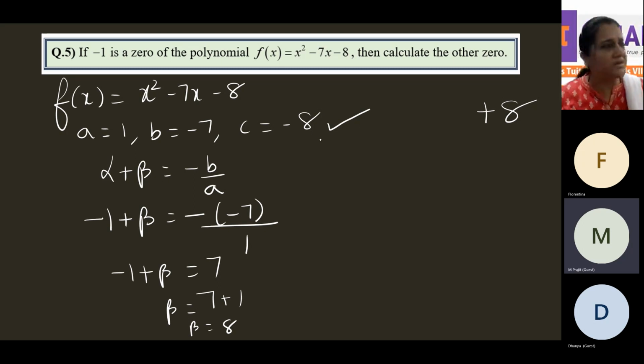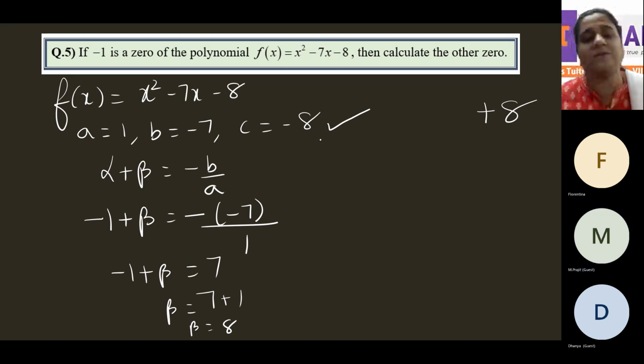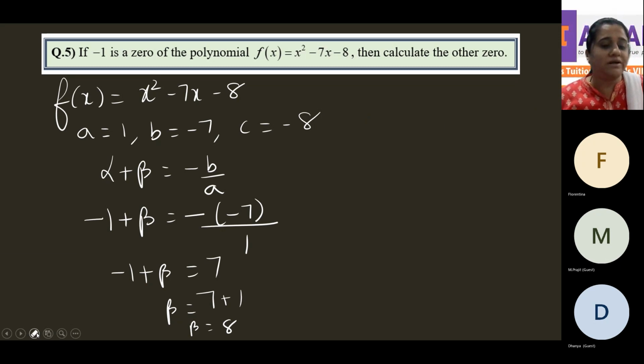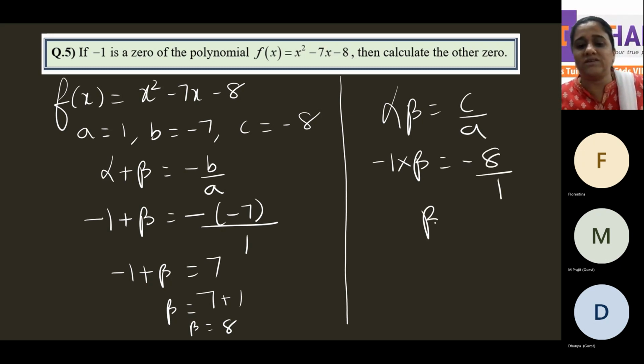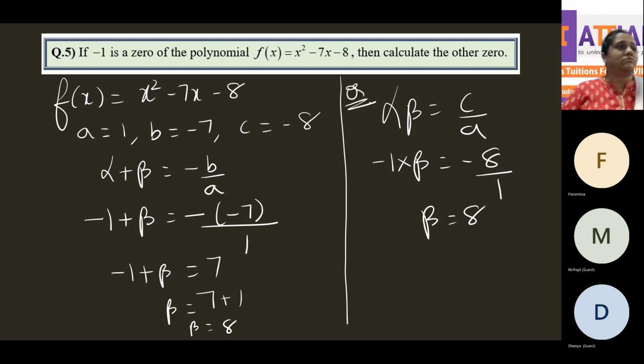You can also split the middle term. You can also try to use alpha, the other condition. Alpha beta is equal to C by A. What is alpha? -1 into beta is equal to C by A, -8 by 1. So beta is equal to 8, like this also. Or you can use any one of the two conditions, or you can split the middle term.